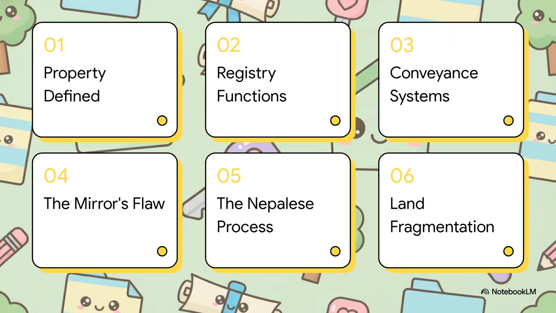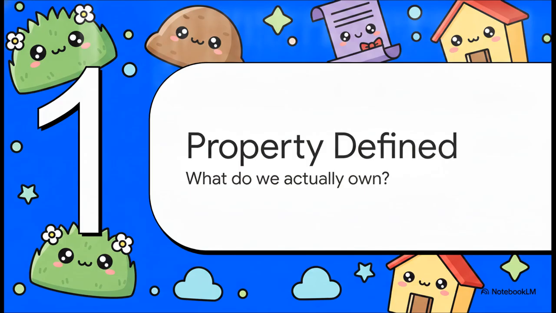Okay, let's dive into this. Here's our macro to micro journey for today. We're hitting 6 key areas: property defined, the function of registration, systems of conveyance, the mirror's flaw, the Nepalese process, and finally, land fragmentation. Starting off with Section 1, property defined. What do we actually own?